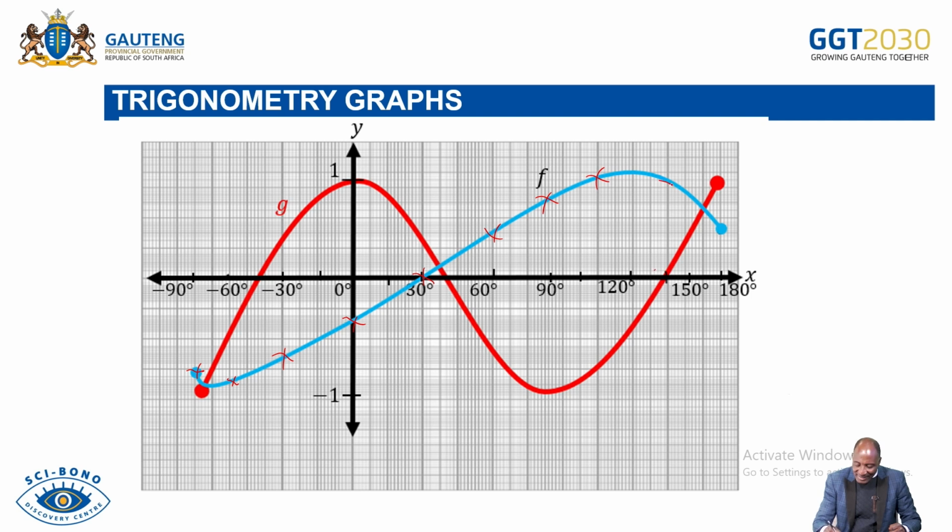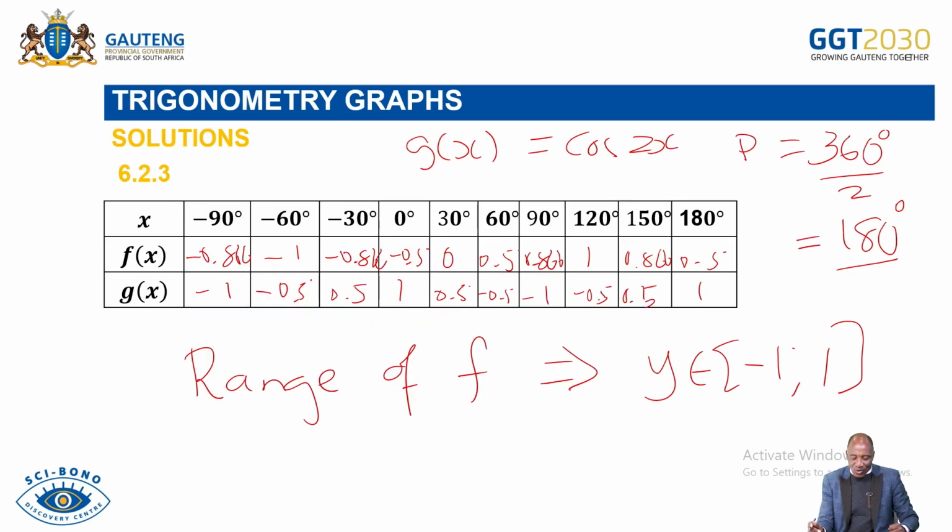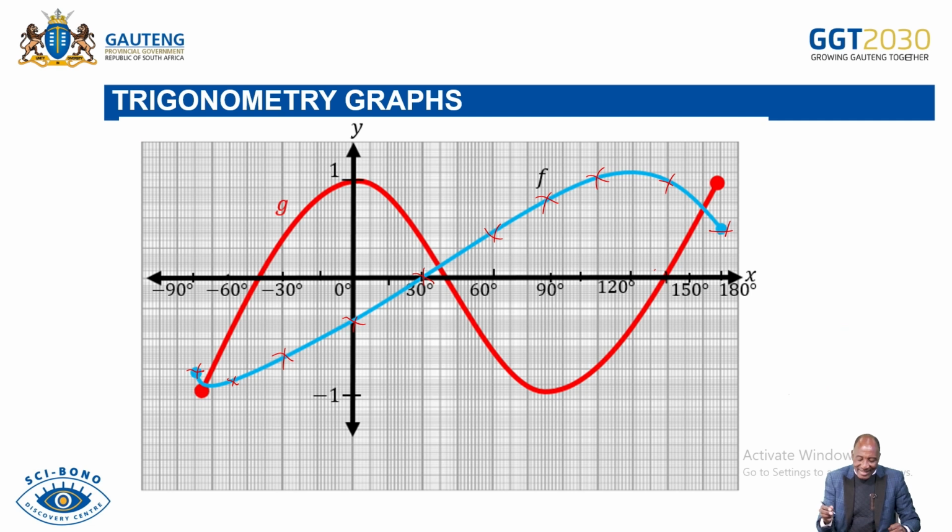At 150 it is up there. At 180 we saw it is 0.5. If you remember, at 180 it is 0.5. At negative 90 it is negative 0.866. At 30 it is 0, meaning at 30 it is crossing the x-axis. Then you join those points to produce a smooth curve in that given domain.